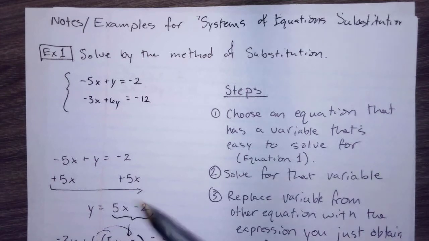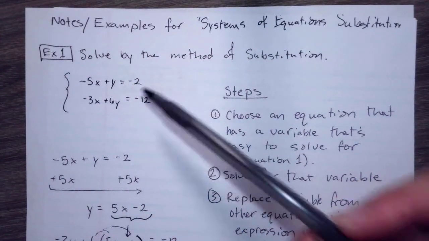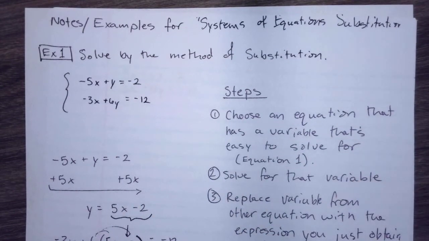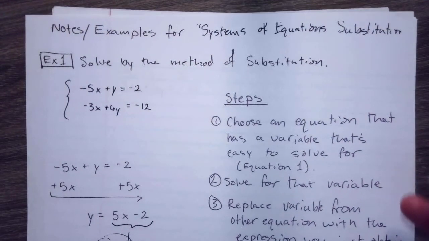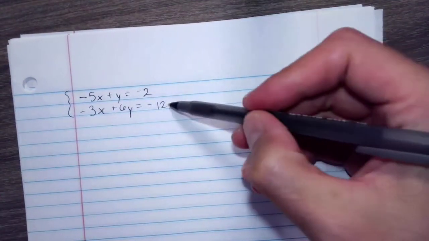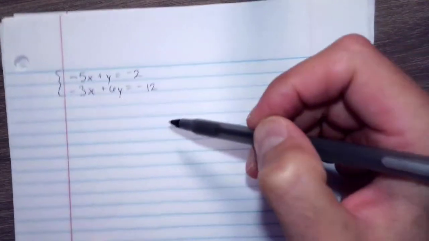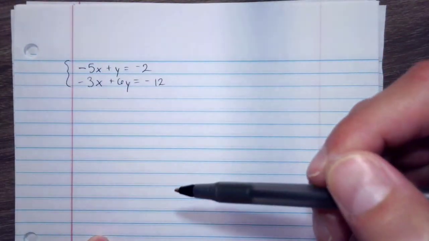So this will be the problem that we're looking at. Remember, you have to find an x and a y coordinate because the solution to a system of equations is where the graphs of the lines intersect, and that would be an ordered pair, a point. So the first step is to choose one of these equations and solve for one of the variables.